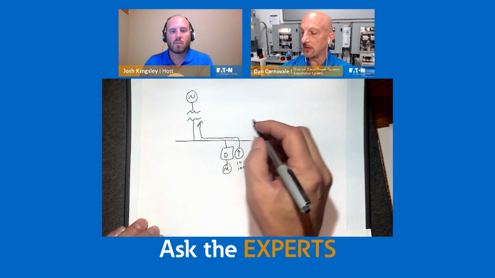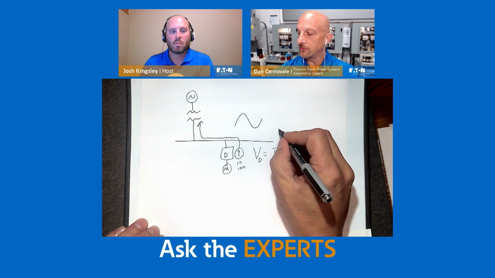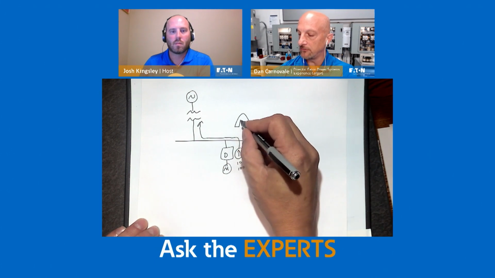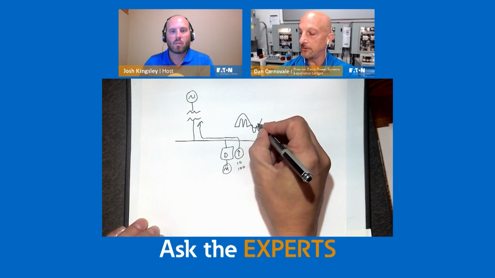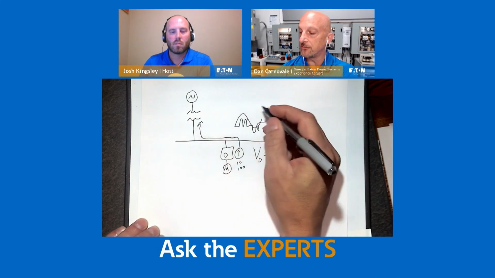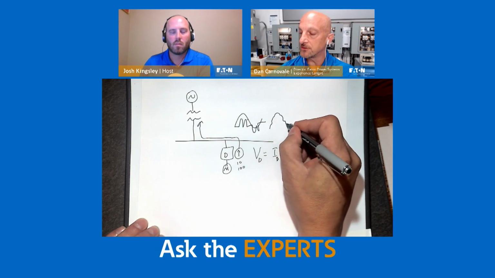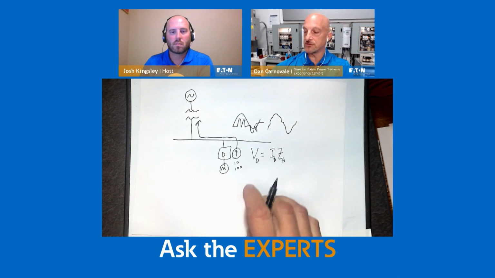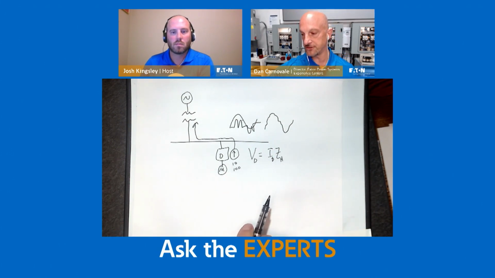So again, we start out with a relatively clean sine wave in terms of voltage. We draw a current that doesn't look like the voltage. We call that nonlinear load. That current pushing back up through the system then actually causes voltage distortion. So voltage distortion comes from current distortion. The more current distortion we have, the more voltage distortion we get.